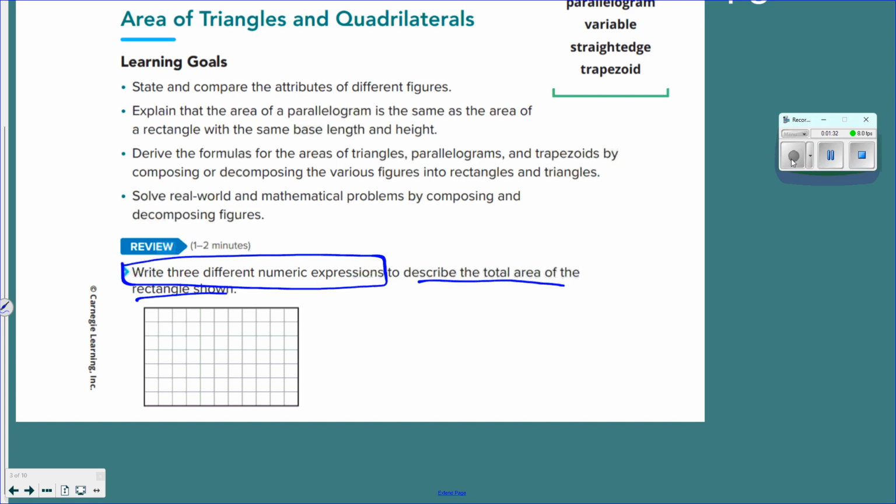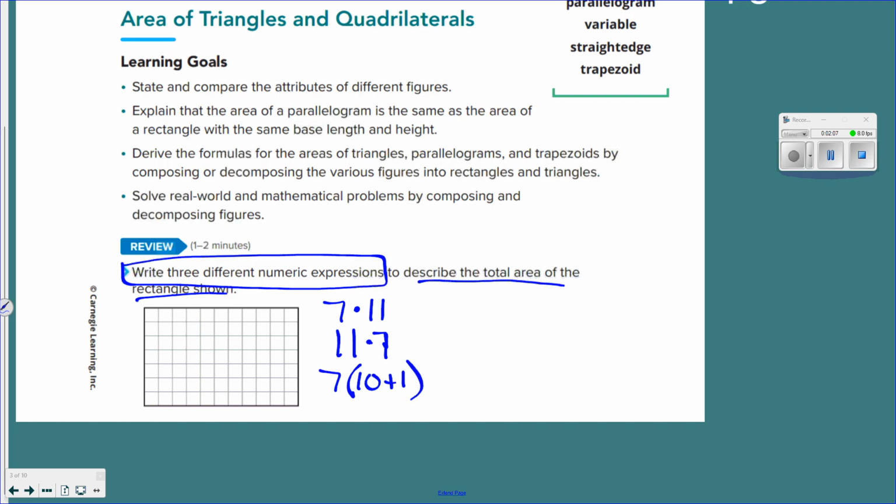All right, who can tell me one problem I can use to find the area of this rectangle? How many times 11? Who can tell me another one? 11 times 7. Who can tell me another one? Yes, we can use the distributive property.